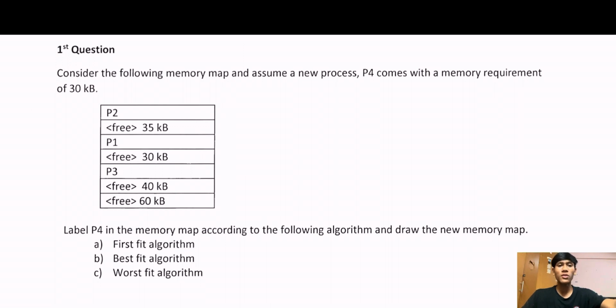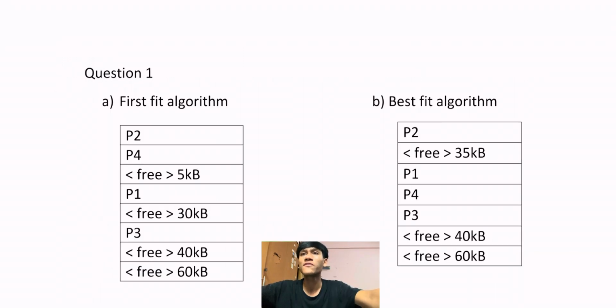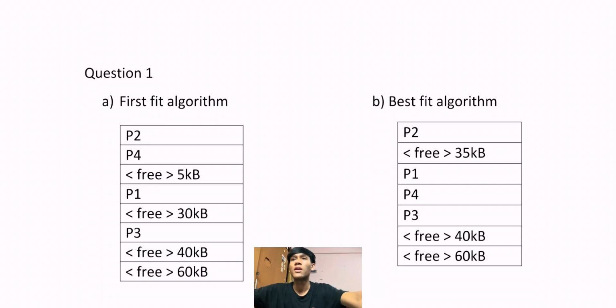A. First fit algorithm, B. Best fit algorithm, and C. Worst fit algorithm. The answer for A, first fit algorithm, P4 will be under P2 and 35 KB will minus with 30 KB and we left 5 KB. The answer for B.